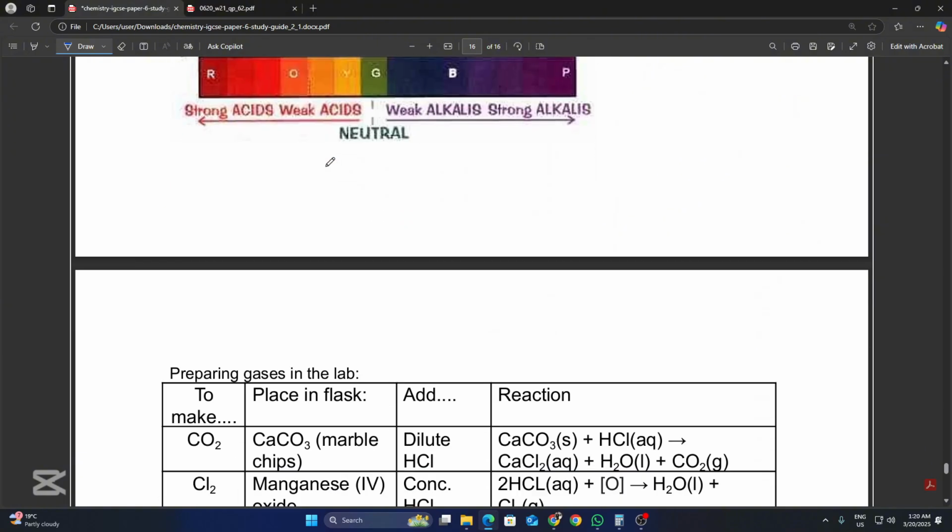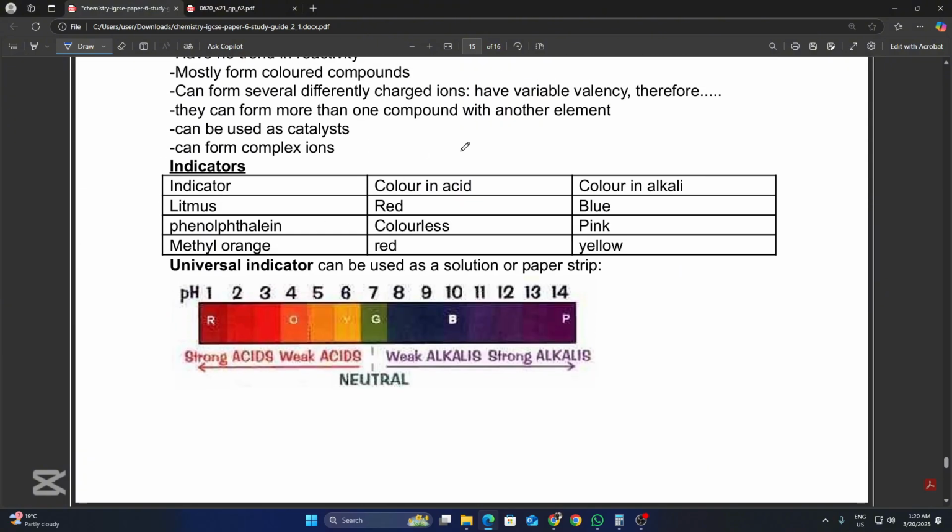These are the indicators, colors. So for an acid, methyl orange is red, and in an alkali it is yellow. Alkali is a base or soluble base. Phenolphthalein is colorless in acid and pink in alkali. Litmus paper is red in acid and blue in alkali.